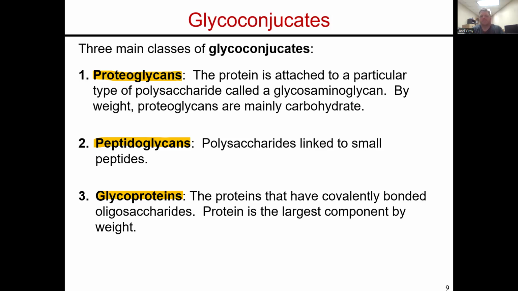So, glycoconjugates are a hybrid of a sugar and a protein. But the question is, where is the weight mainly distributed? In proteoglycans, it's your sugar where the weight is distributed. In glycoproteins, the protein is the biggest component of it.